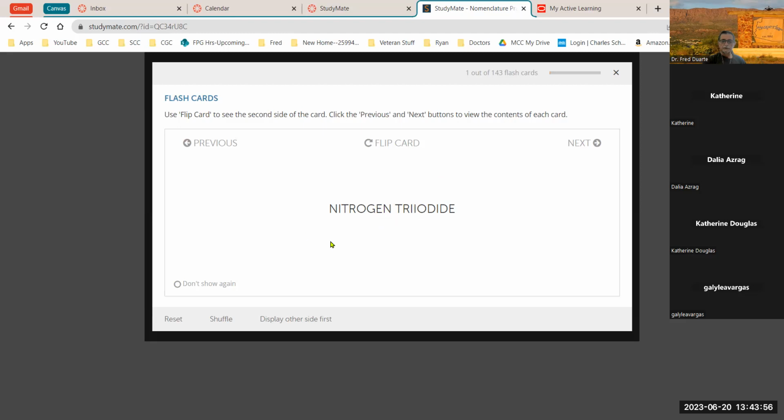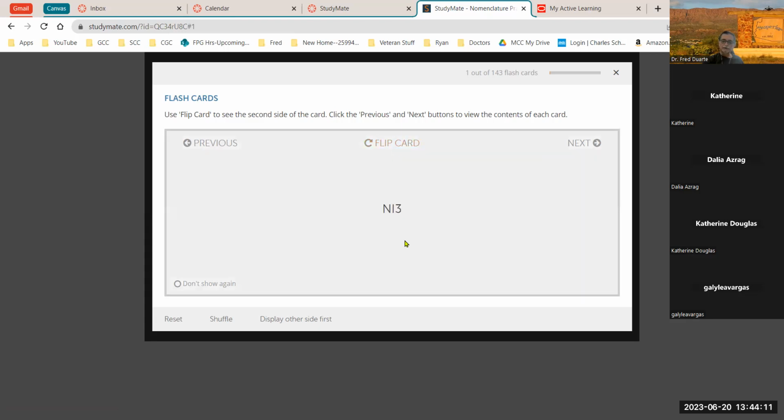So if you select the flashcard, you're given the name, nitrogen triiodine, and then from that information, write the formula, okay? Once you do that, you flip the card and the formula is given to you. So nitrogen triiodine. Now keep in mind that this one doesn't support subscripts. So that 3 really is a subscript if you were to write that out correctly by hand, okay? But StudyMate doesn't support it. Or you can go to the next card.